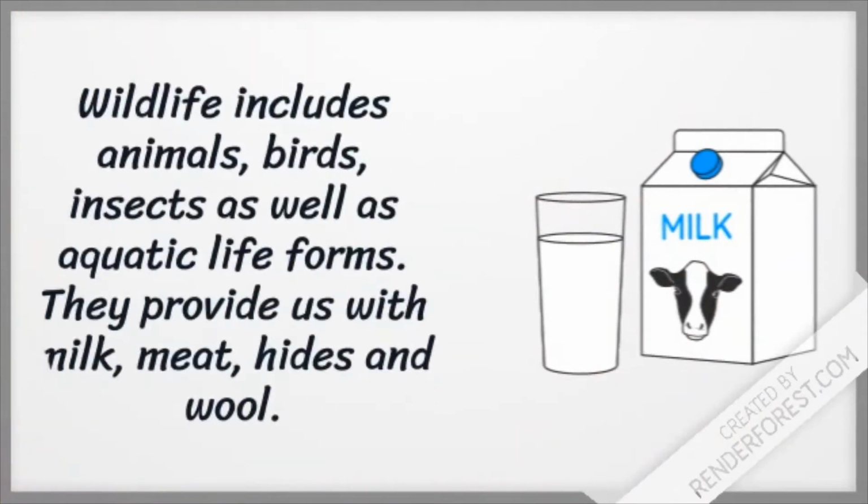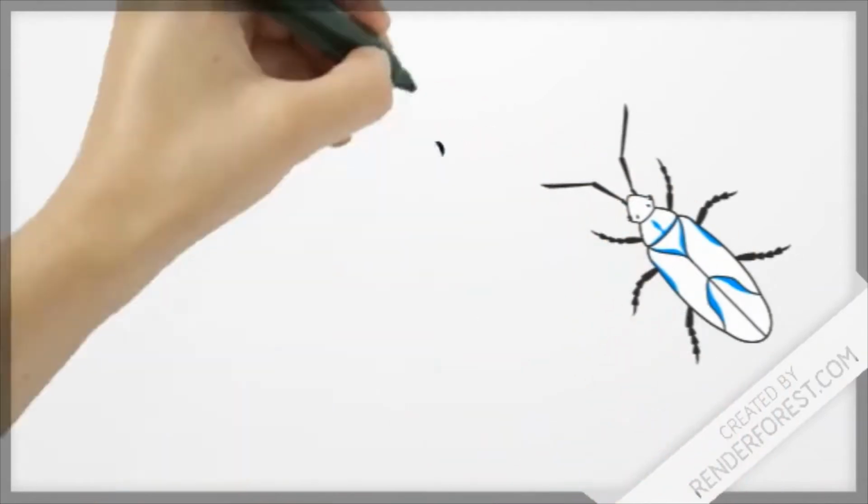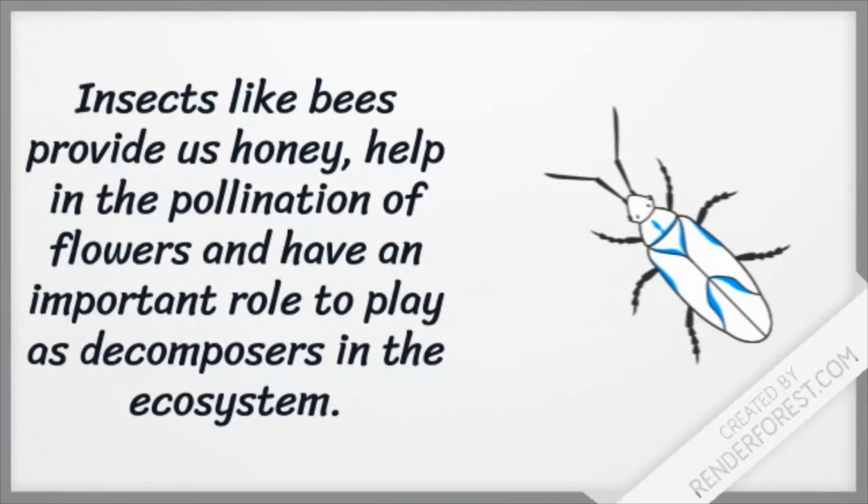Wildlife includes animals, birds, insects, as well as aquatic life forms. They provide us with milk, meat, hides, and wool. Insects like bees provide us honey, help in pollination of flowers, and have an important role to play as decomposers in the ecosystem.